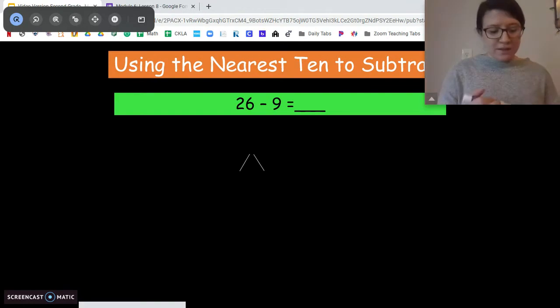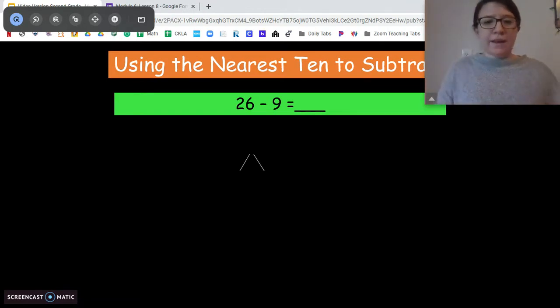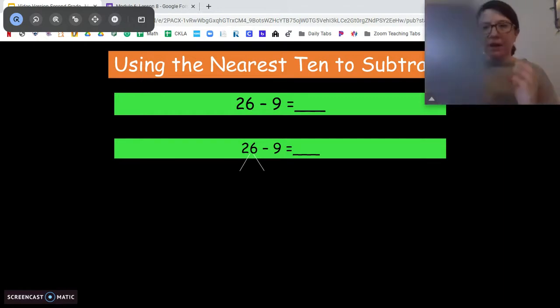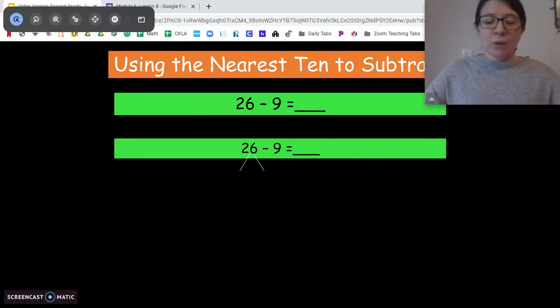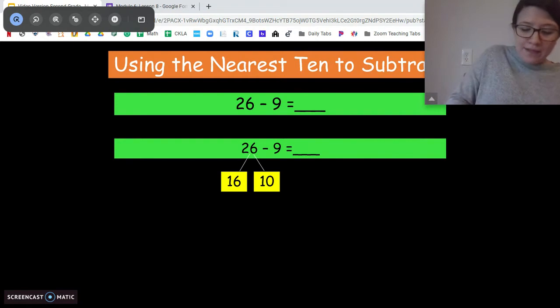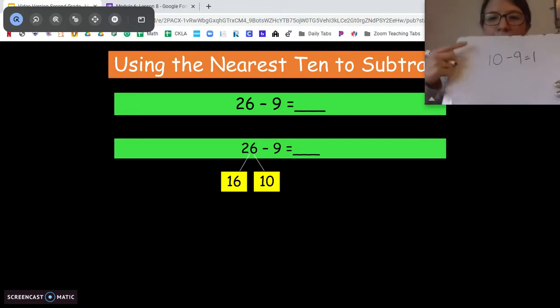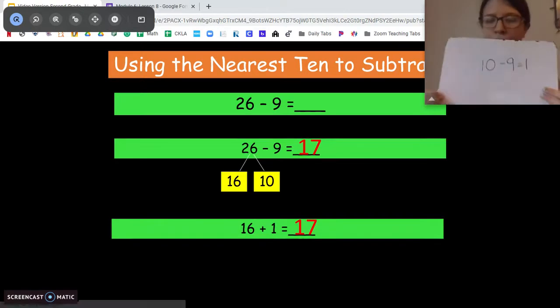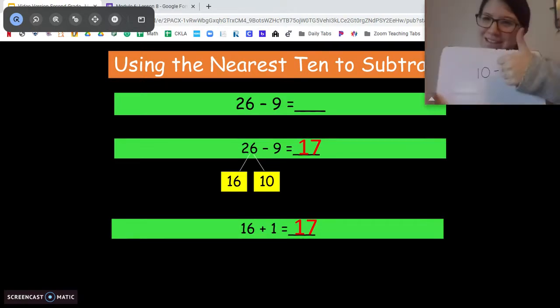All right, I want you to try this one on your own. 26 minus 9. Your first step is to take a 10 out of the 26. Pause the video and solve that. Come back when you're ready. Ready? So we're going to take a 10 out. If we take a 10 out, our other part is going to be 16. So our first step is 10 minus 9. When we do 10 minus 9, we get a lovely little 1. Then we add our 1 back into our 16, and we get 17. So 26 minus 9 is 17.